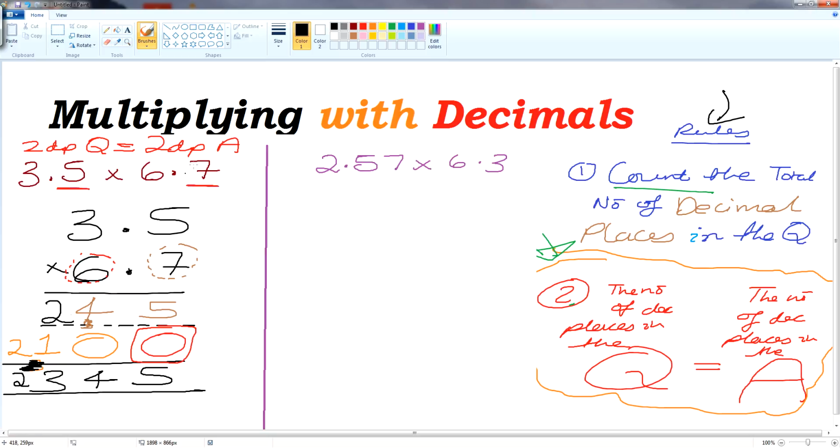Now, the question says we must have the same number of decimal places in the answer as in the question. So what do we do now? Let's put the decimal places in: 1, 2. So 3.5 times by 6.7 is 23.45.